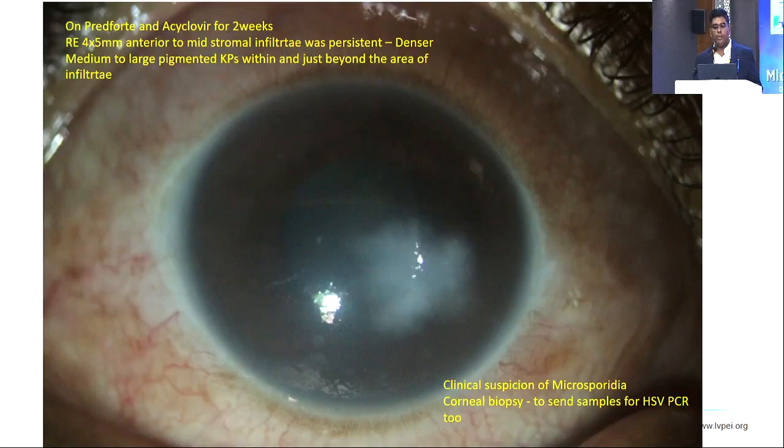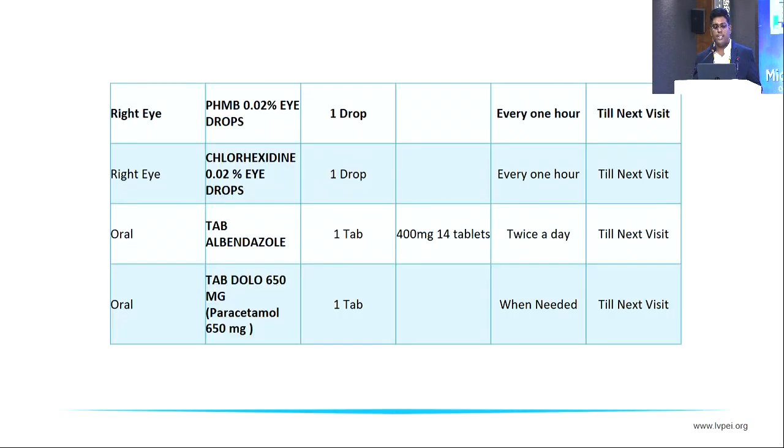On subsequent follow-up, the midstromal infiltrate was persistent and denser. So at this visit, we had a clinical suspicion of microsporidia. Corneal scraping revealed no organism. Hence, a corneal biopsy was done and a sample was sent for IFA and PCR. The biopsy revealed oval-shaped microsporidia. So for this patient, we started PHMB and chlorhexidine eye drops along with systemic oral albendazole.